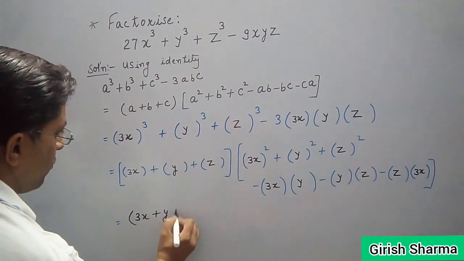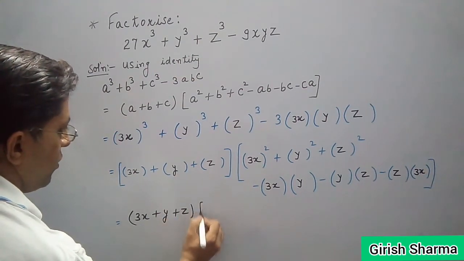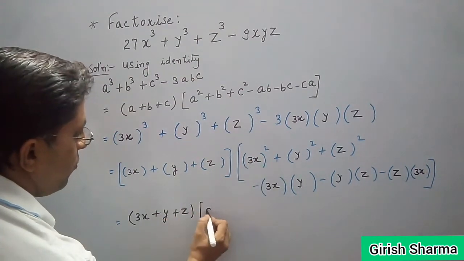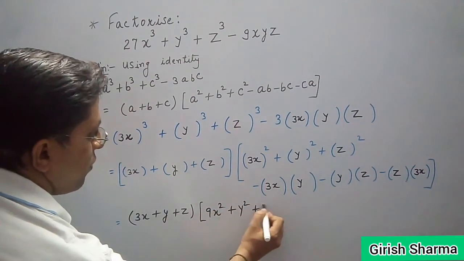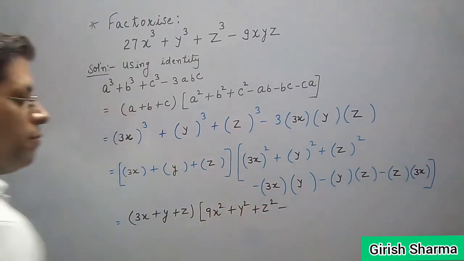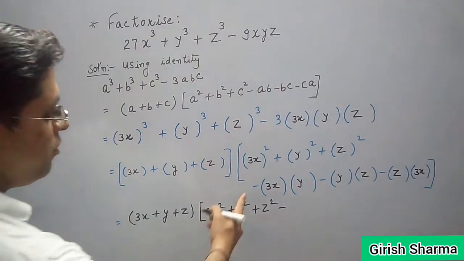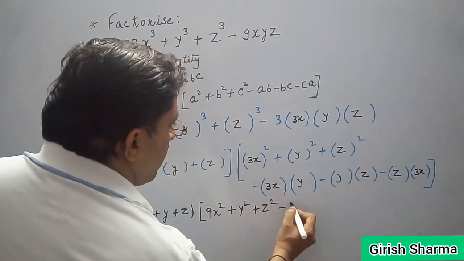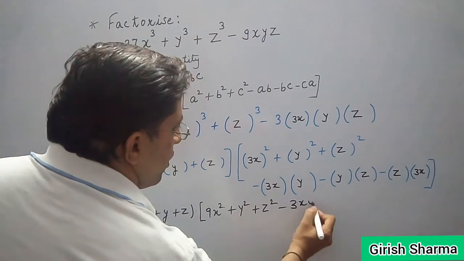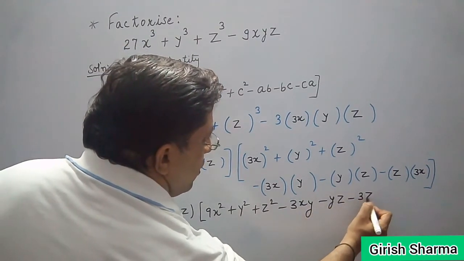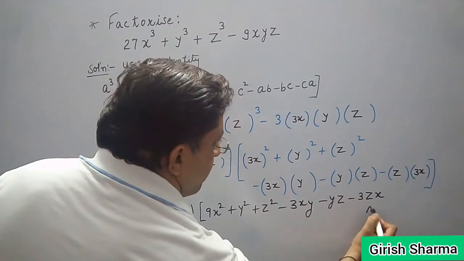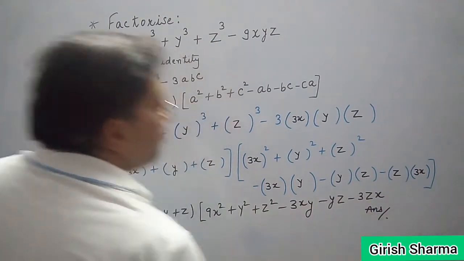3x plus y plus z. This is 3x square, this will be 9x square plus y square plus z square. Okay, then you see, this is minus 3xy minus yz minus 3zx. This is your answer.